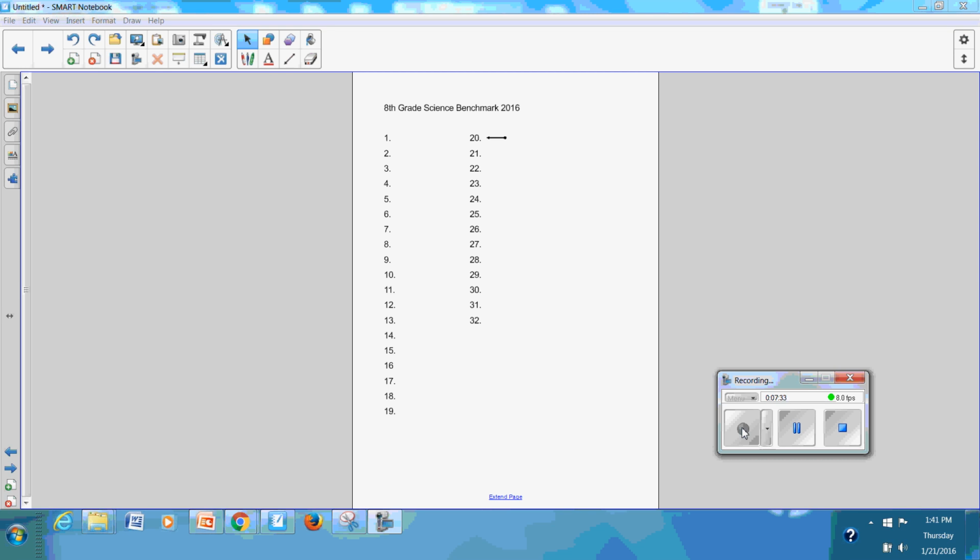Question 20. A student mixes 2 clear solutions. Which of the following is evidence that a chemical reaction is occurring? Roman numeral 1 says a color change. Roman numeral 2, production of gas. Roman numeral 3, a temperature change. Roman numeral 4, a precipitate.